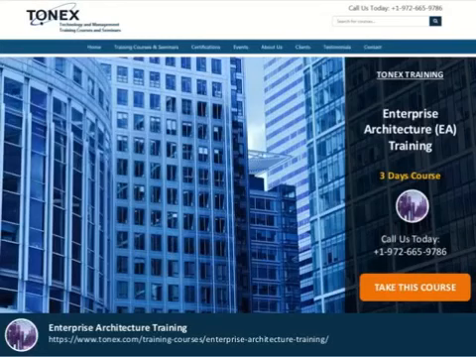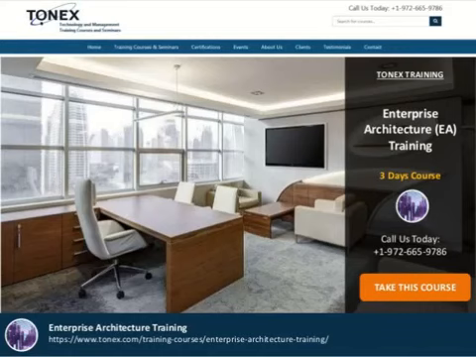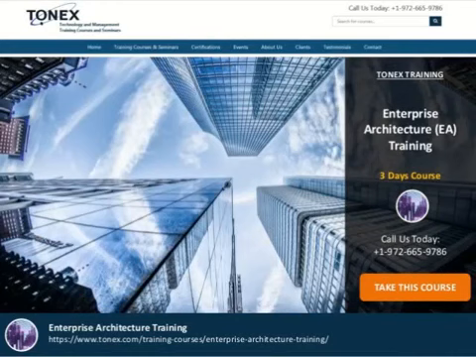Why should you choose Tonex for your enterprise architecture training? Enterprise architecture training guides you with the development of architecture, development reference architecture, and needed architectural information that can be provided in advance to an enterprise to enable consistent architectural best practices.